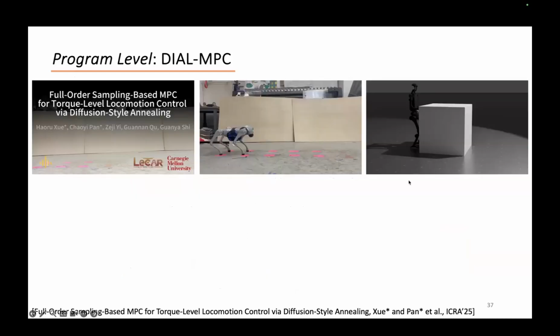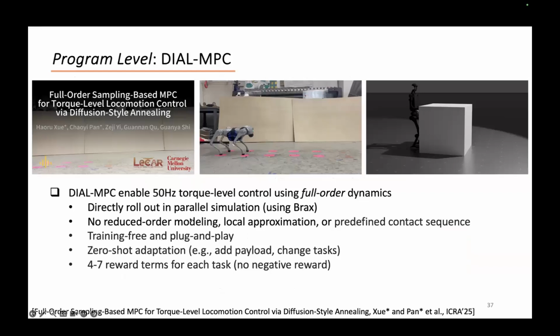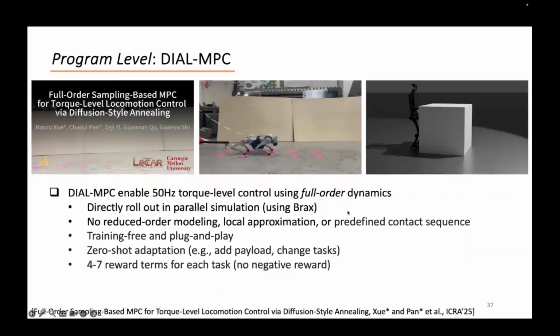And this is the last slide probably. And using these ideas, we can achieve end-to-end control, real-time torque level control for full order dynamics, right? In these videos, for this jumping task, for example, we did not do any approximations. We didn't do any reduced order modeling, any local approximation, any quantification, or we don't even ask for a predefined contact sequence, right? It's end-to-end, right? The input is just some cost function, the output is torque directly, right?